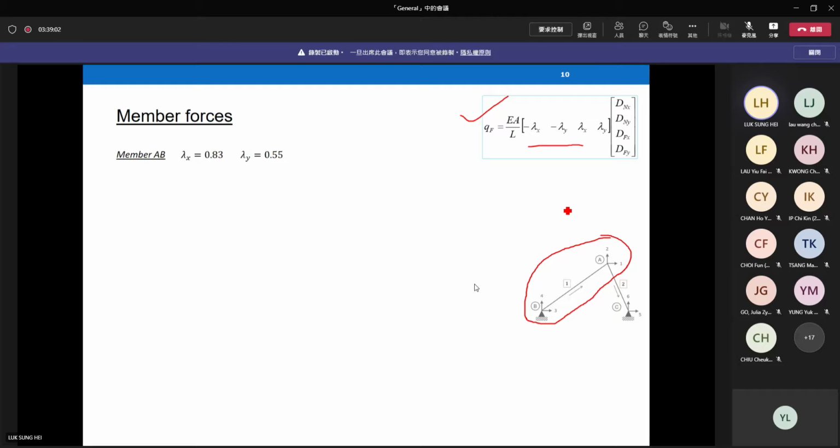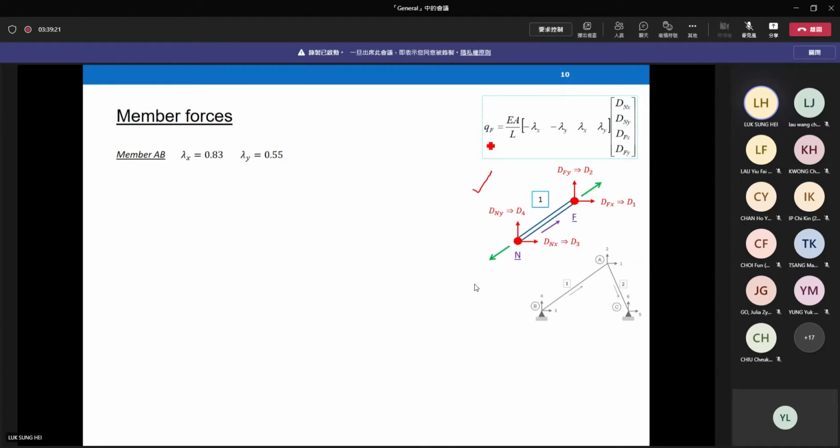For member AB, I remember that in step 2, when we construct our element stiffness matrix, we have lambda x, we have lambda y. I just copy the values right here. You have these two values already when you calculate the element stiffness matrix. Element 1, element AB, we have a 4-nodal displacement. The element is pointing towards this direction. Right? This is the member orientation.